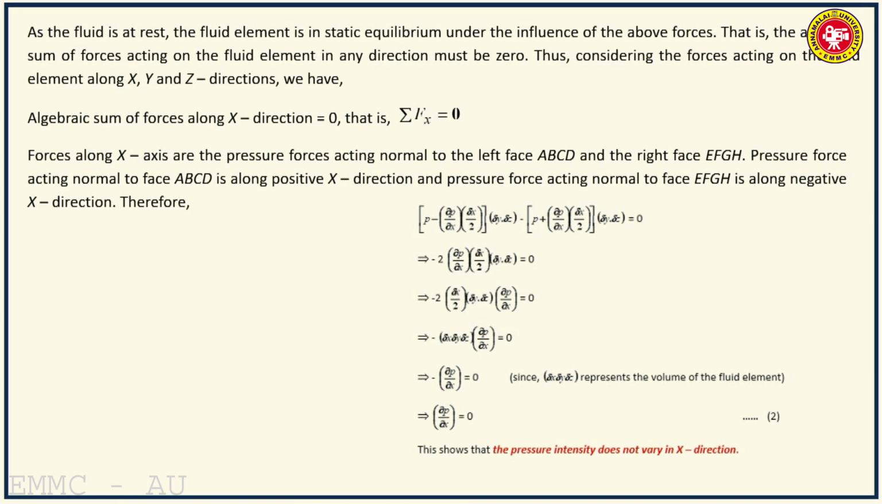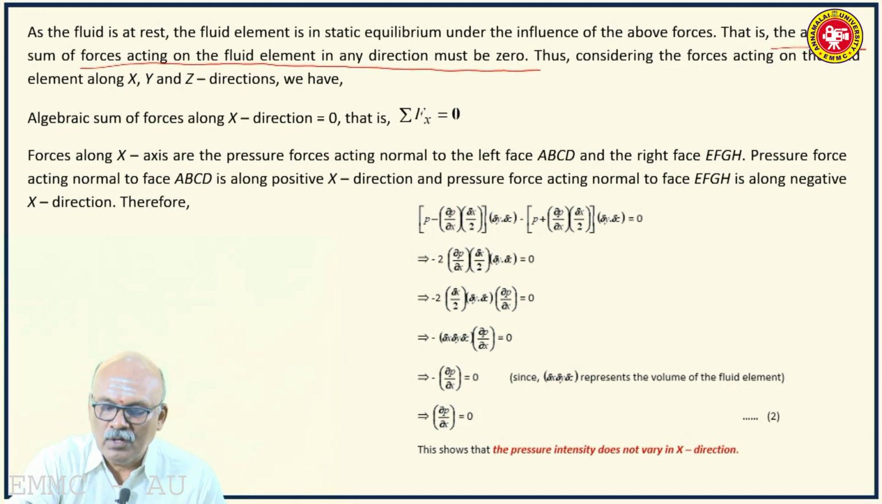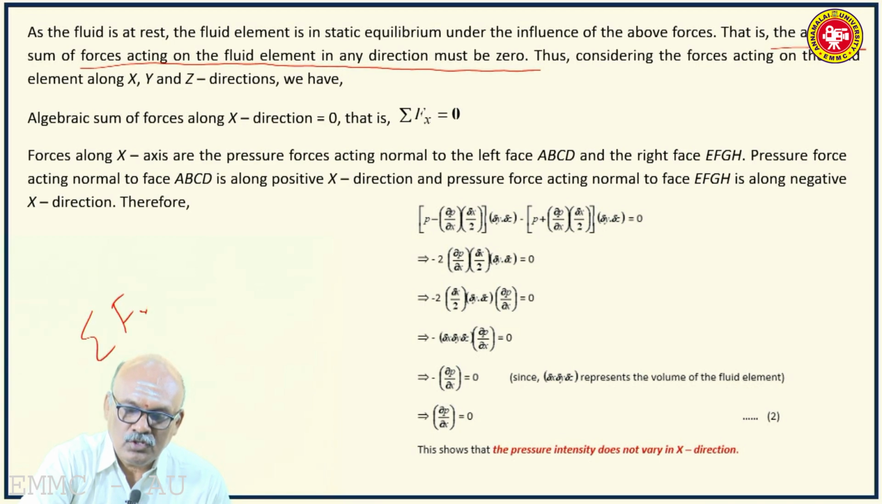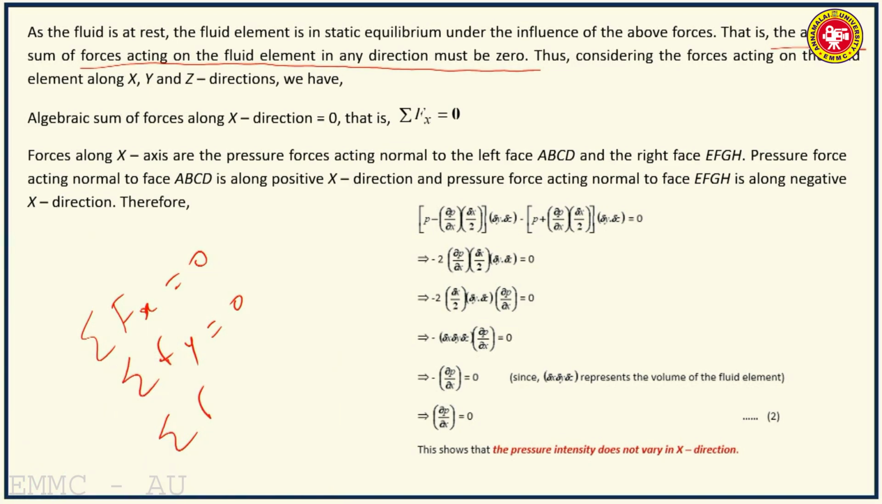Now we have to consider the static equilibrium of the fluid element which is at rest, under the influence of these 7 forces: 6 pressure forces and 1 self weight. For static equilibrium, the algebraic sum of forces acting on the fluid element in any direction must be 0. That is, sigma Fx should be equal to 0, sigma Fy equal to 0 and sigma Fz equal to 0.